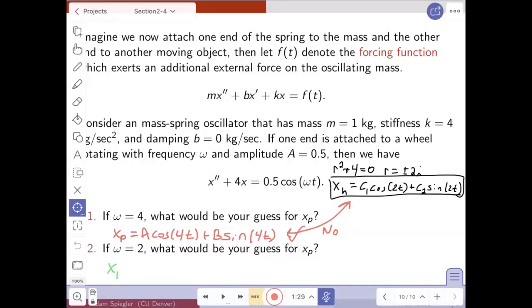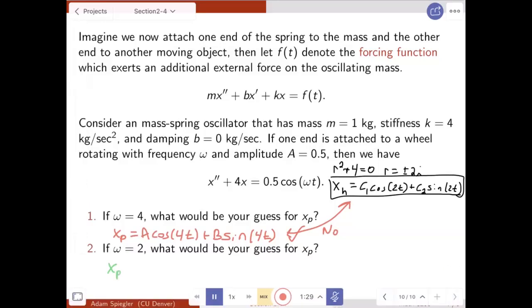Here we go. And so with that picture in mind, if we were trying to come up with a guess for this particular solution, our first guess, if the forcing function is 0.5 cosine of 2t, would be something that has cosine of 2t and sine of 2t in it. So I would guess a particular solution of a cosine 2t plus b sine of 2t. And now we definitely have resonance with the homogeneous part. We have a cosine 2t in both. We have a sine of 2t in both.